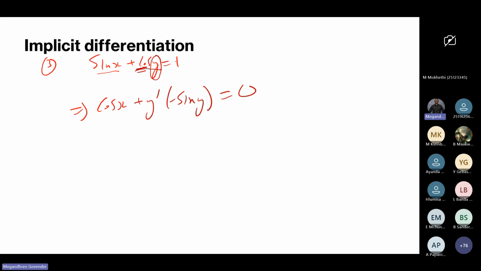So what's the final answer? y prime is equal to minus cos x over minus sine y. That's your answer. The minus signs will cancel, so you get cos x over sine y. Now, please don't tell me that cos x over sine y is cot of x over y. Oh my goodness. Leave your answer. This is the final answer.